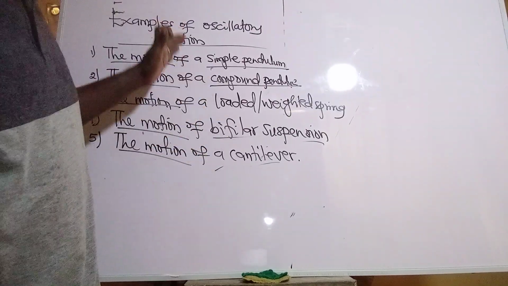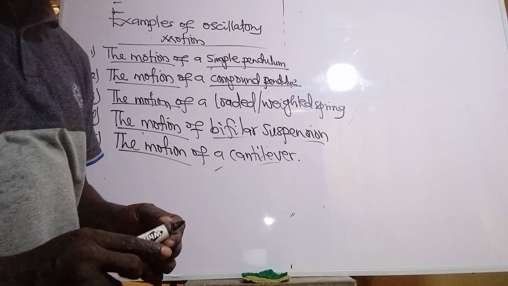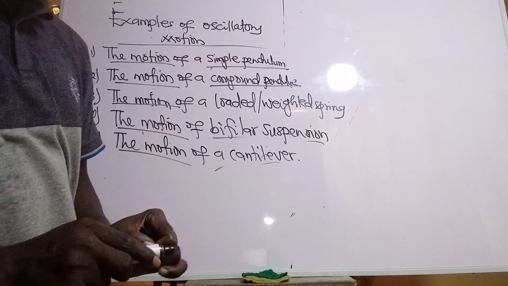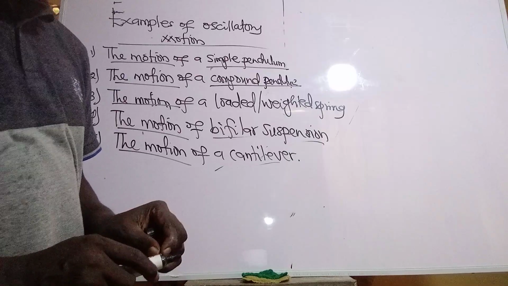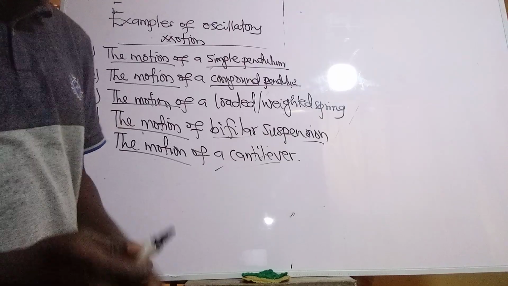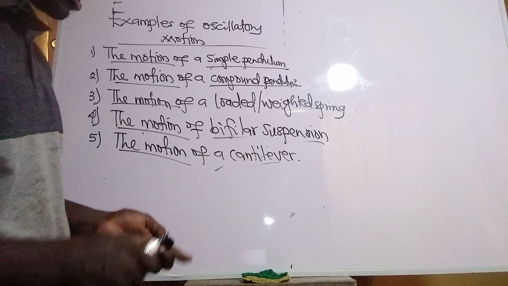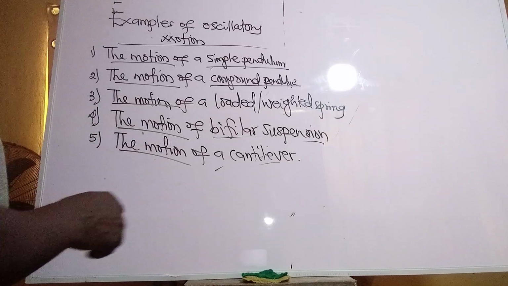And the motion of these things also indicates a periodic kind of motion. So all examples of oscillatory motion also connote a periodic kind of motion. Let's take note of that too.